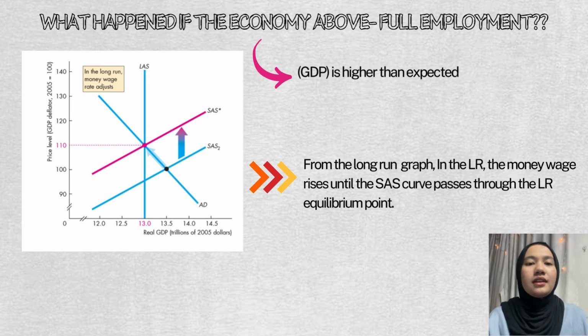Secondly, the economy is at above full employment equilibrium. It is a situation where an economy's gross domestic product, which is GDP, is higher than expected. From the long-run graph, money wage rises until the short-run aggregate supply curve passes through the equilibrium point.